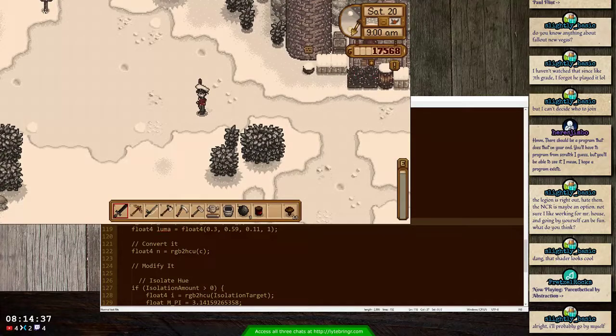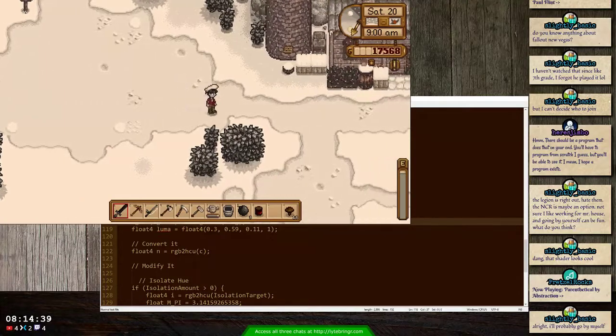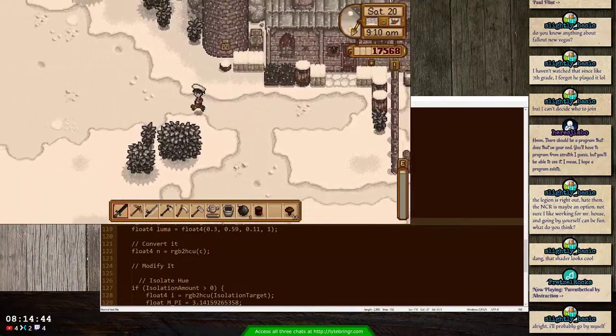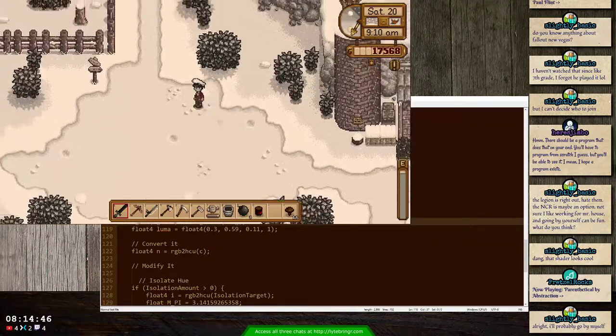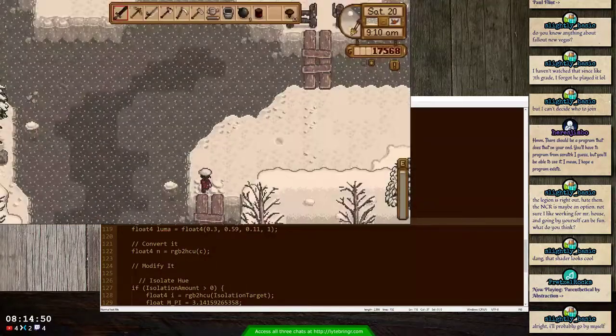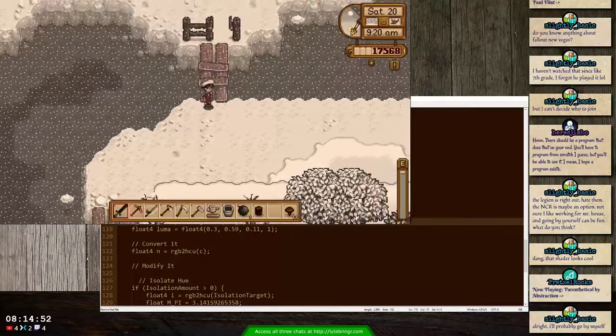You just need to not have the vibrance quite so low. Yeah, let the vibrance be a little bit higher. Let the red isolation do a bit of work.